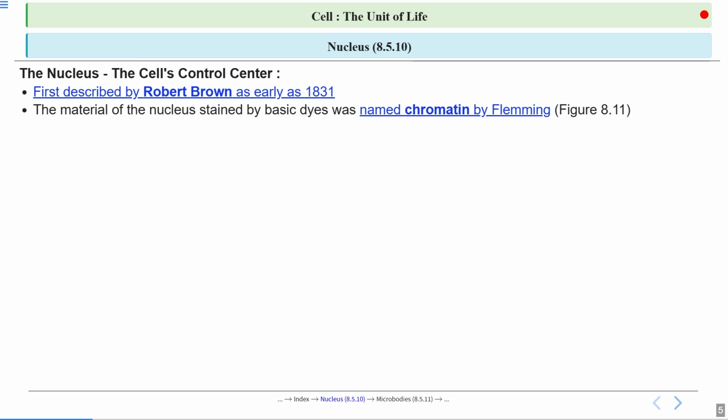This nucleosome consists of around 200 base pairs. Many nucleosomes are connected together to form the chromatin. So you can see they are talking about the chromatin. There was some material which was stained by basic dyes, like crystal violet. This basic dye was able to stain this material, and this material was named chromatin. So what is chromatin? This is the condensed form. Nucleosomes combine together to form this chromatin, and this chromatin makes up the chromosomes.